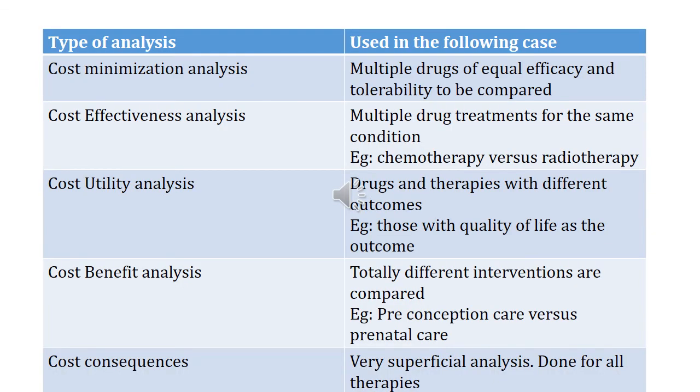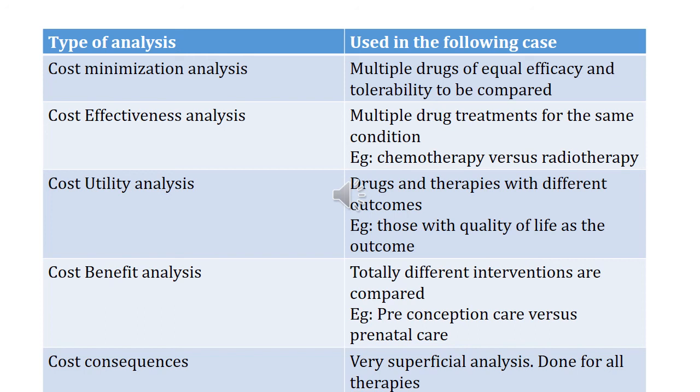So now the question is, how will you exactly know which particular analysis to choose? If you have to compare two drugs or multiple drugs that have equal efficacy and tolerability, then in that case you will go for cost minimization analysis. Suppose you have to compare drugs which are for the same condition. There could be multiple treatments for the same condition, for example, chemotherapy versus radiotherapy for cancer. In that case you would go for cost effectiveness analysis.